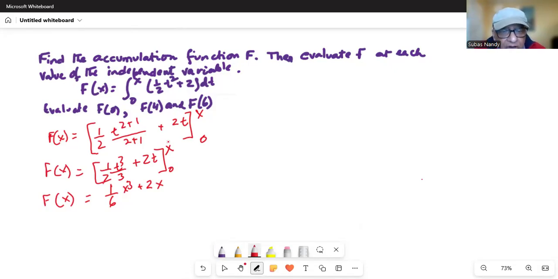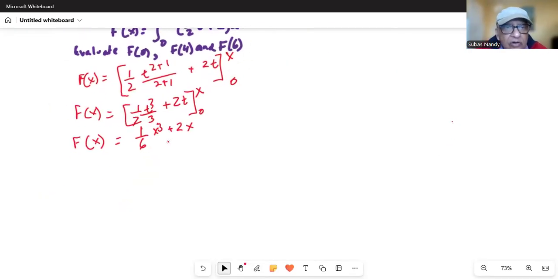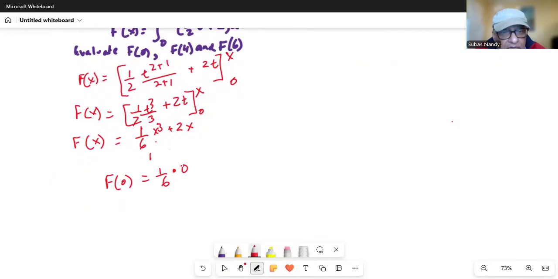So let's now find out the value of the accumulation function at the three values of the independent variable that have been given to us. So let me move this up a little bit. So first we have to find out F of 0. F of 0 is equal to 1/6 multiplied by 0 cubed plus 2 times 0. Now 0 cubed divided by 6 is 0, and 2 times 0 is 0. So that is the answer for F of 0.